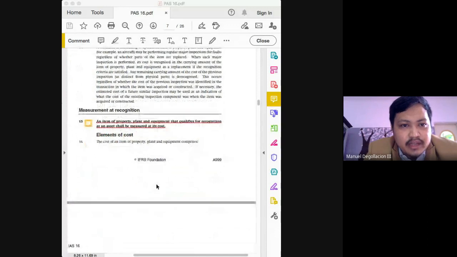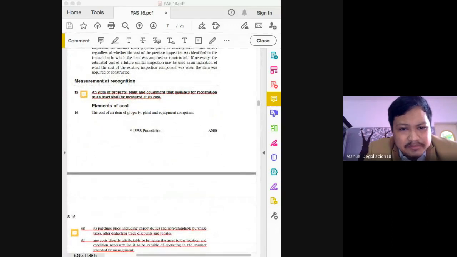So, measurement at recognition, class, or our initial measurement. Okay, class, if you're only able to remember one thing from everything that I have discussed so far, let it be this: that an item of property, plant, and equipment that qualifies for recognition as an asset shall be measured at cost. So if you are asked, class, how is PPE initially measured? Okay, there is only one answer. Okay, property, plant, and equipment is initially measured at cost.